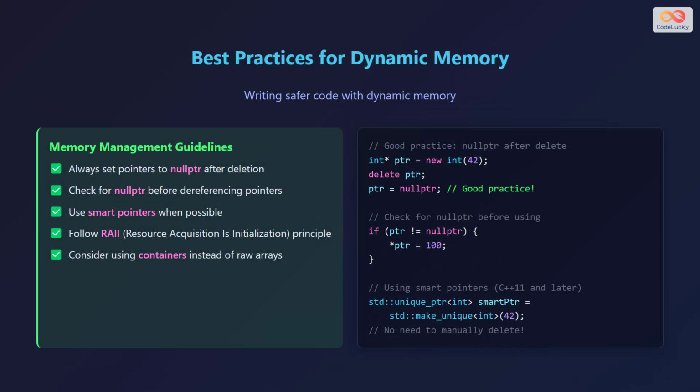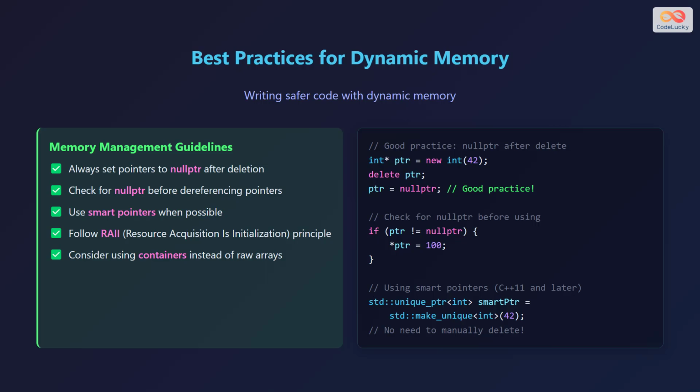Let's explore best practices for dynamic memory management to write safer and more reliable code. On the left side, we have a list of memory management guidelines. Always set pointers to nullptr after deletion to avoid dangling pointers. Always check if a pointer is nullptr before dereferencing it to prevent accessing invalid memory locations. Use smart pointers whenever possible. They automate memory management and reduce the risk of memory leaks.